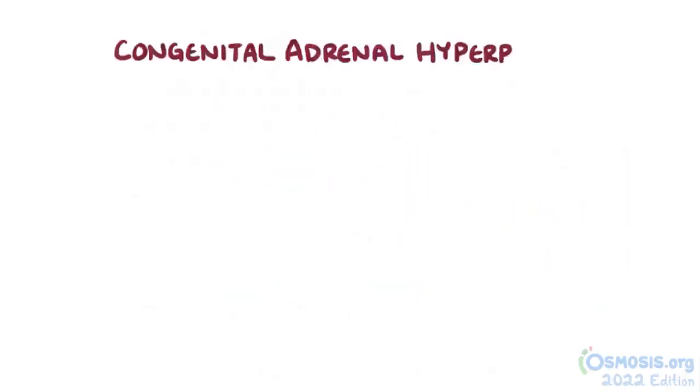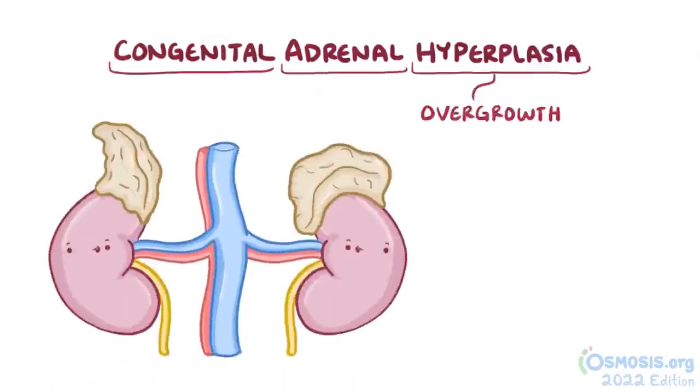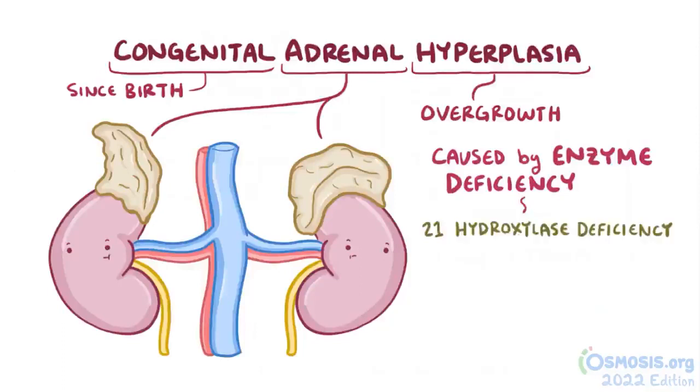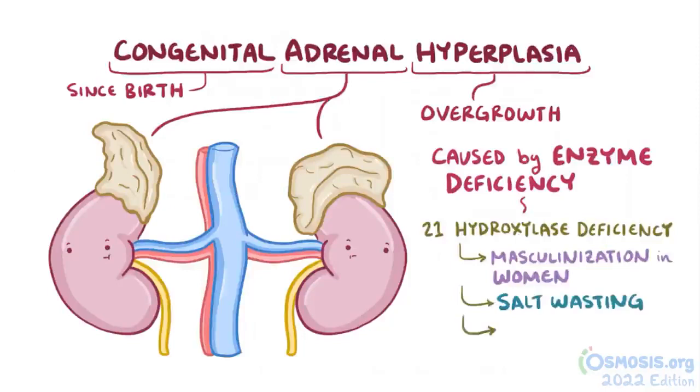Alright, as a quick recap. Congenital adrenal hyperplasia is an overgrowth of the adrenal glands present at birth, and is caused by a deficiency of various enzymes in the steroid synthesis pathway of the adrenal cortex. The most common type is 21-hydroxylase deficiency, which usually presents as masculinization in women and salt wasting and hypoglycemia.